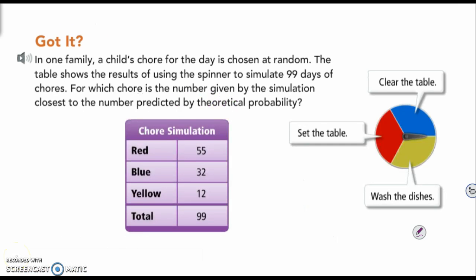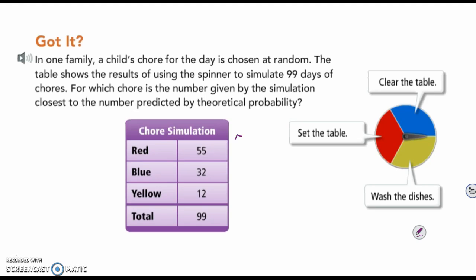In one family, a child's chore for the day is chosen at random. The table shows the results of using the spinner to simulate 99 days of chores. For which chore is the number given by the simulation closest to the number predicted by theoretical probability? As you can see, the blue section is for clearing the table, the red section is for setting the table, and the yellow section is for washing the dishes. All of these are out of 99 tries.